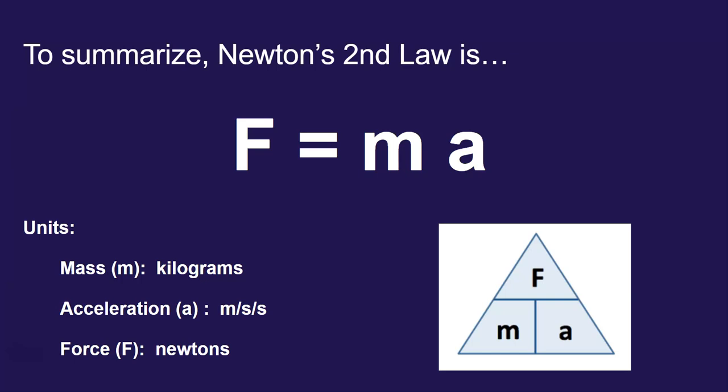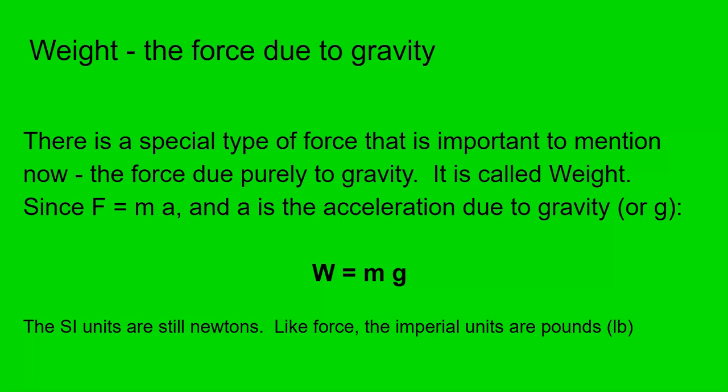Let's talk about a very special type of force, and it's the force that's due to gravity. We call it weight. It's a special kind of force that is important to mention here because it is so incredibly common. The weight you feel is, of course, due to the fact that we've got gravity on the planet, or pretty much everywhere. So we know that F equals ma, and if we let the acceleration due to gravity be g, then we get weight equaling m times g.